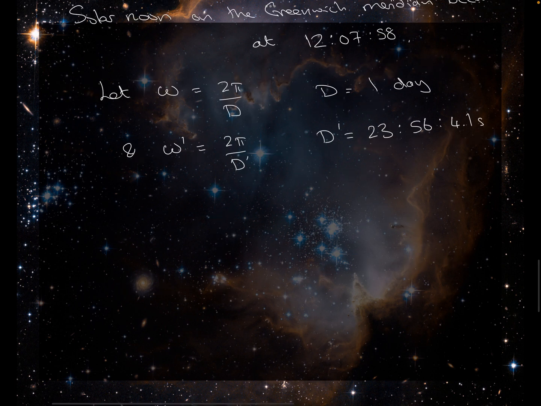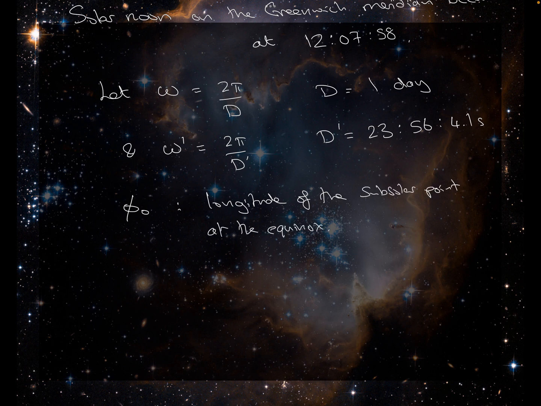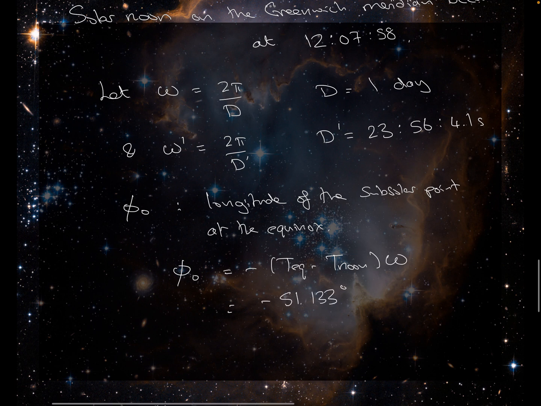Next, we want to work out the longitude of the subsolar point at the equinox. Let's call this phi naught. It is given by phi naught is minus (T_EQ minus T_noon) times omega. That's equal to minus 51.133 degrees. So this determines the angle from the Greenwich meridian from where the subsolar point occurred on the March equinox.